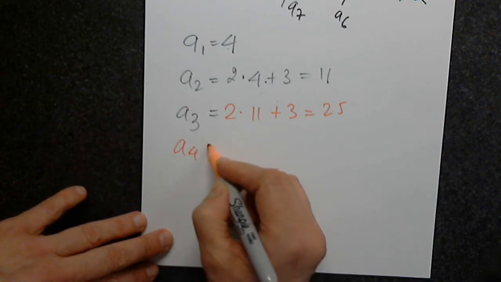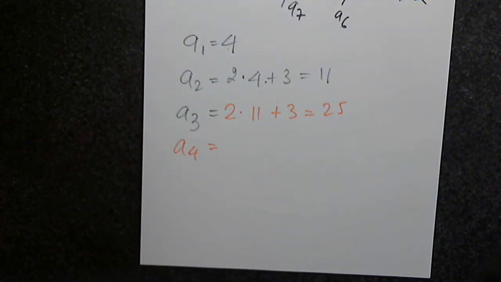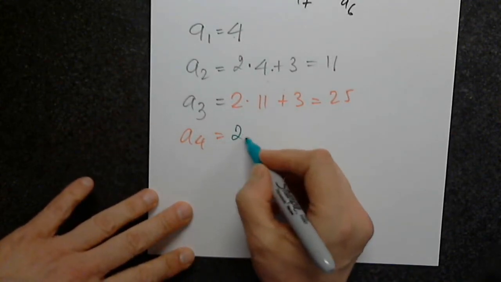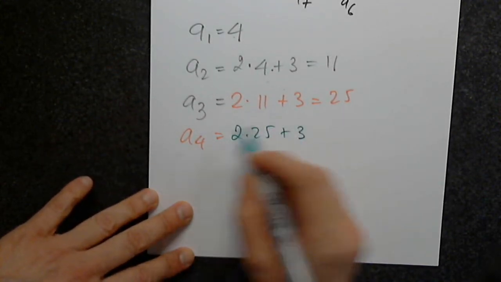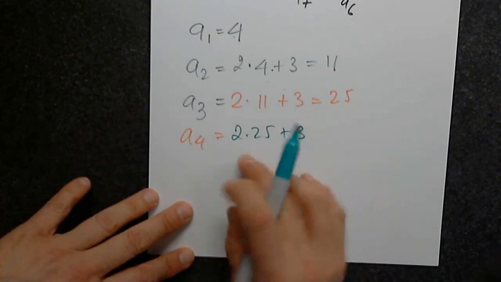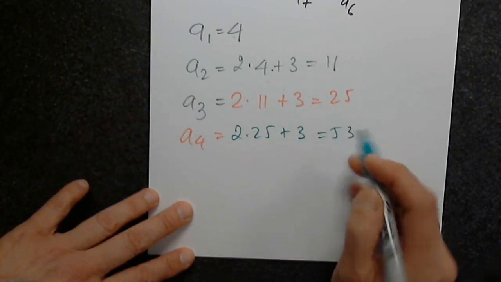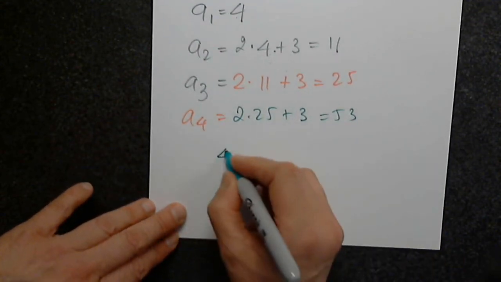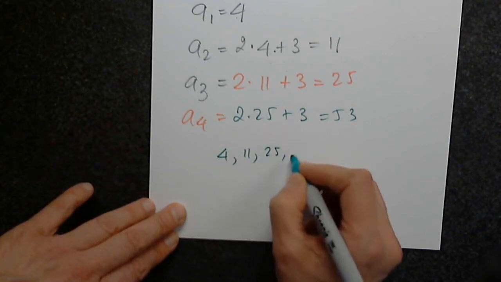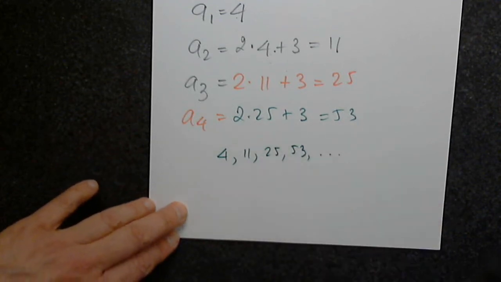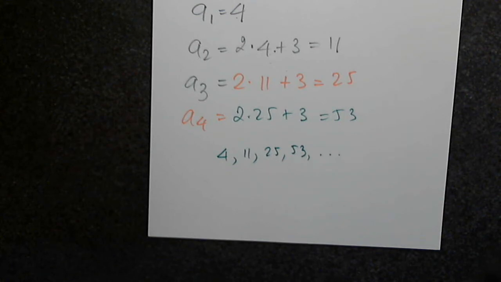And we can continue forever, but they are only asking us to present the first 4 terms of the sequence by simply looking and understanding the pattern. So a4 is 2 times 25 and plus 3. The same, but just that this is the previous term. So 53. So what will be this sequence? 4, 11, 25, 53, ... I don't have a clean general term.